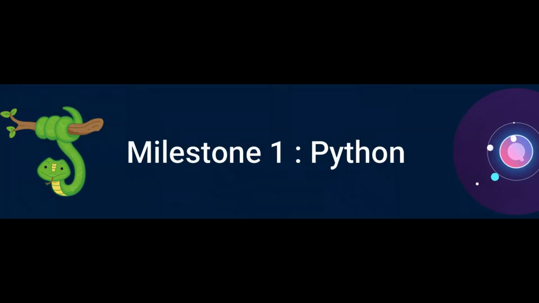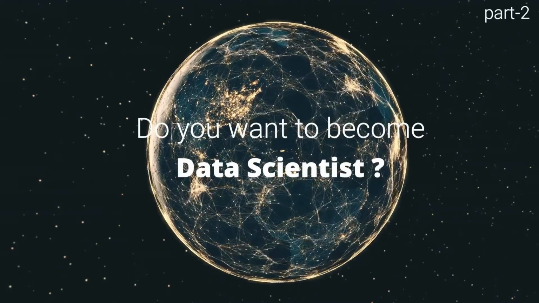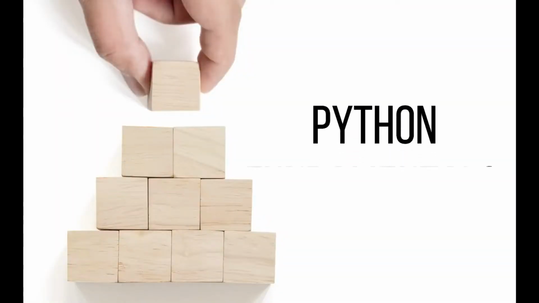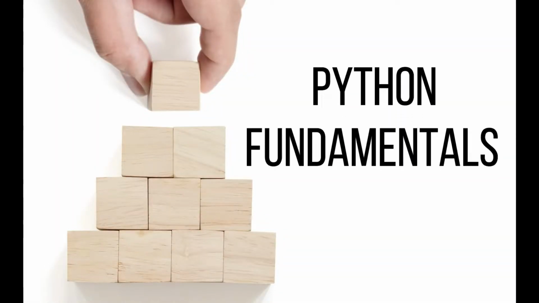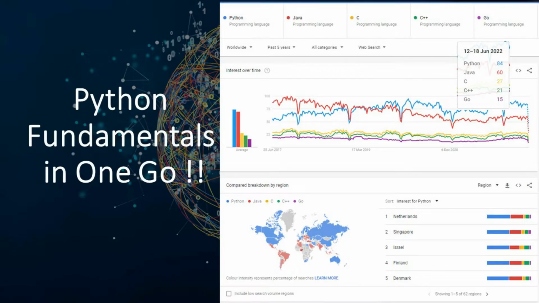In our first video, we have seen how to become a data scientist. We have seen the roadmap of it. Now in this video, we are going to learn the first prerequisite to become a data scientist, and that is Python fundamentals. Python is actually a general purpose, object-oriented, interpreted, high-level programming language.